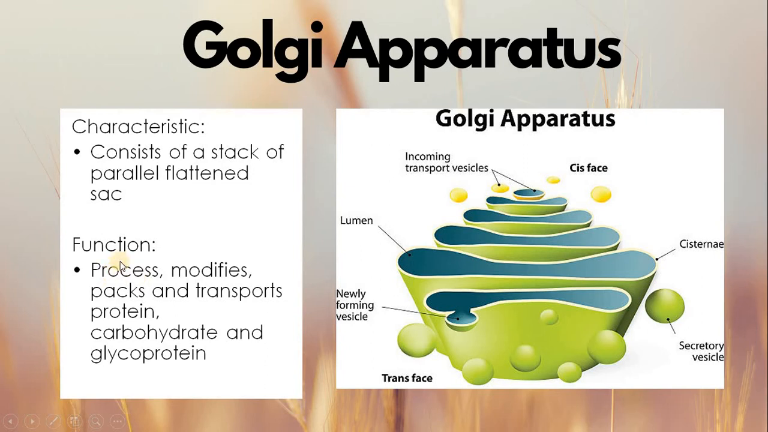So if you want to memorize the function, you can memorize process, memproses, modifies, modifies ni maksudnya mengubah, sesuai, pack, packaging. Pack ni bermaksud membungkus, and transport, dan menghantar, protein. So you can write process, modify, packs, and transport protein. Okay, that is the function of the Golgi apparatus.